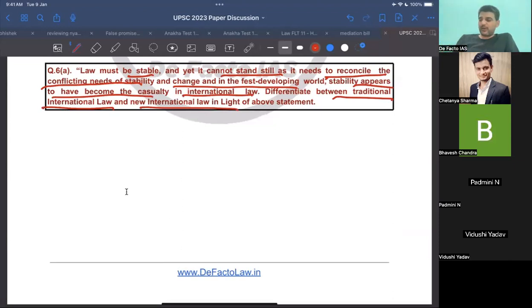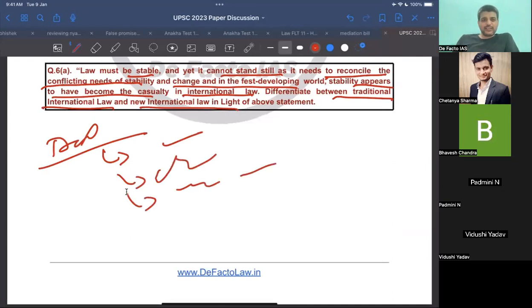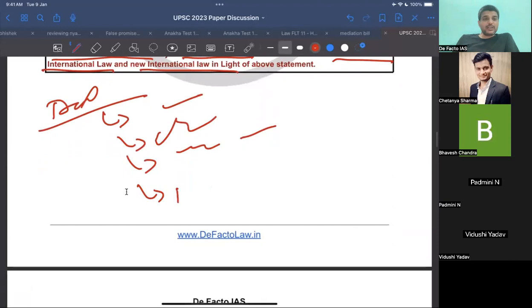So, what do you have to talk about? You have to talk about the traditional view of international law. What are the major things in the traditional view? Sources, state-centric, emphasis on sovereignty. Mostly it talks about predictability or stability. And then you will talk about the modern view.